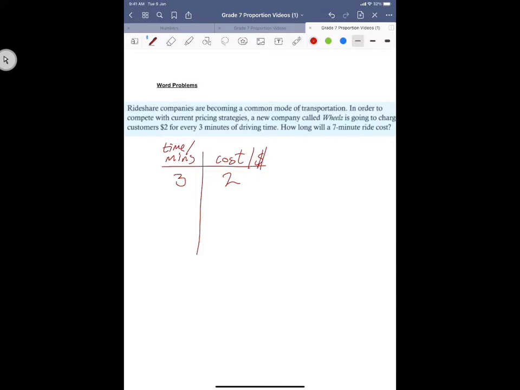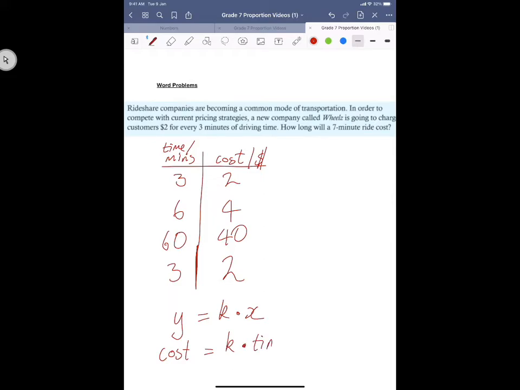So let's just do some numbers in here. What if I double the time to 6? What would happen to the cost? It would double. All right? And what if I times the time by 10 now? Yeah, so this is direct proportionality. But now let's put the 3 down here and the 2 here again. And now let's write down Y equals K times by X. The cost equals K times by the time.